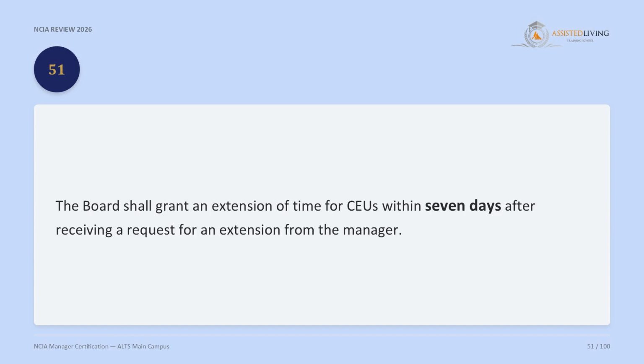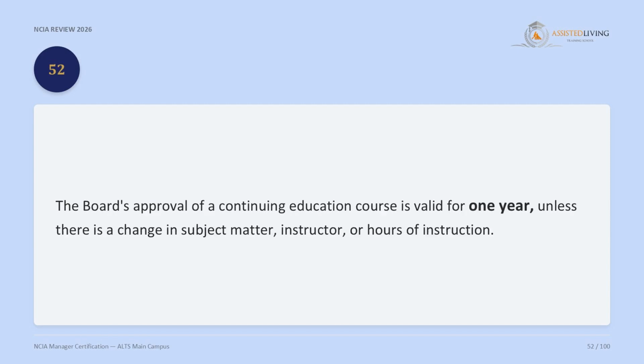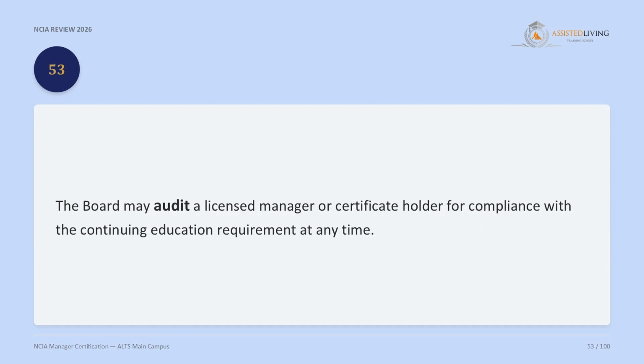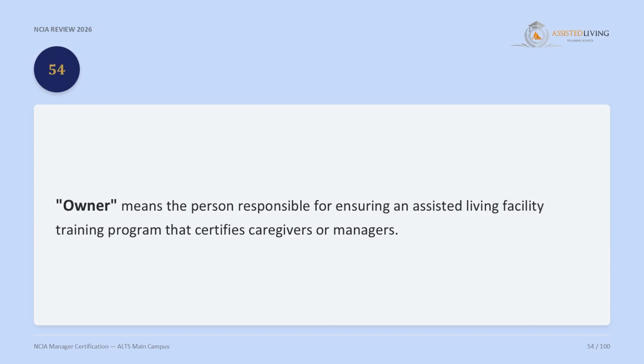The board allows a 7-day extension for CEUs upon receiving a manager's request. Board approval for a continuing education course lasts 1 year unless changes occur in subject, instructor, or hours. The board can audit licensed managers or certificate holders for compliance with education requirements anytime. An owner is responsible for ensuring training programs certify caregivers or managers in assisted living facilities.